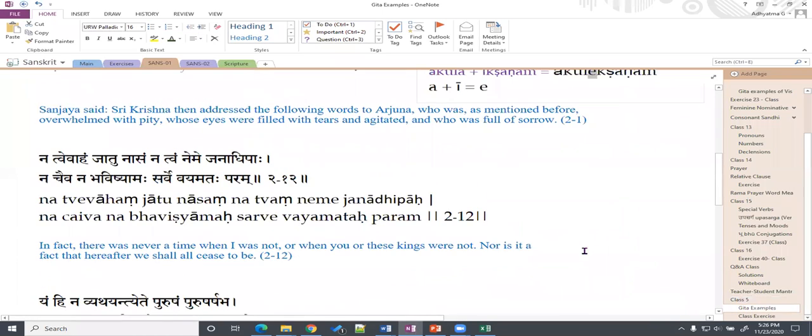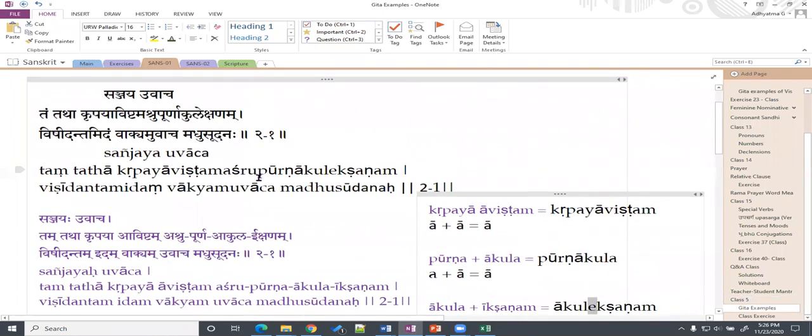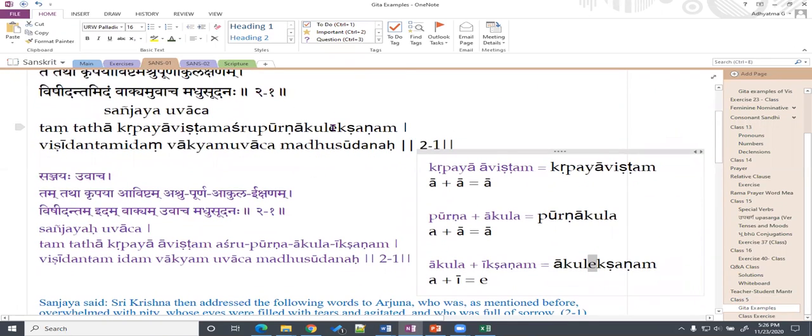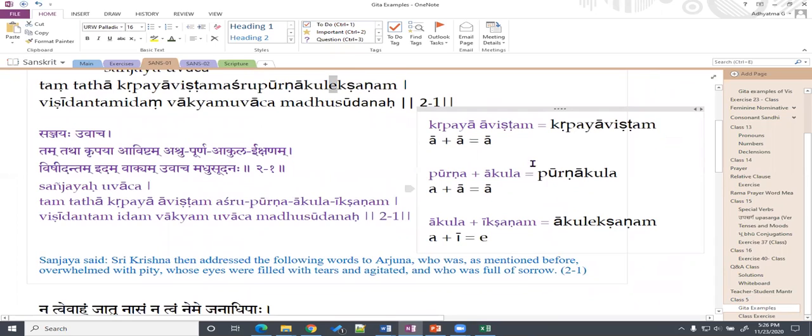So that's what I was telling you about, why it is Purna Kulekshanam. Now it should be clear to you why A is coming instead of A. First it was indeed Purna plus Akula, Purna Kula, and then Akula Ikshanam becomes Akulekshanam. So the whole thing becomes Purna Kulekshanam, like this.